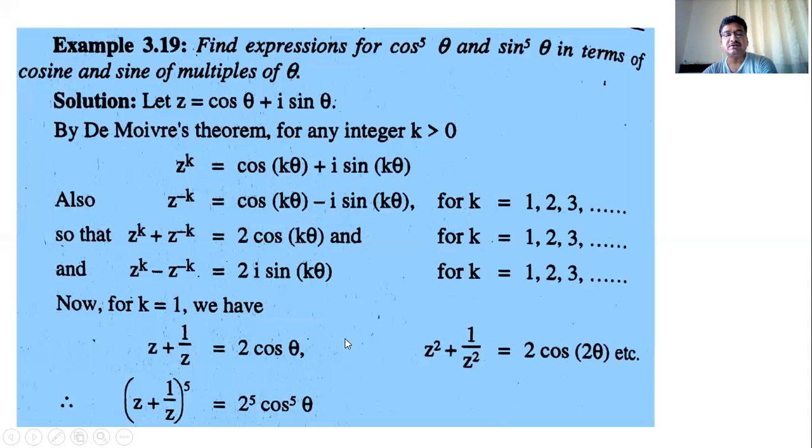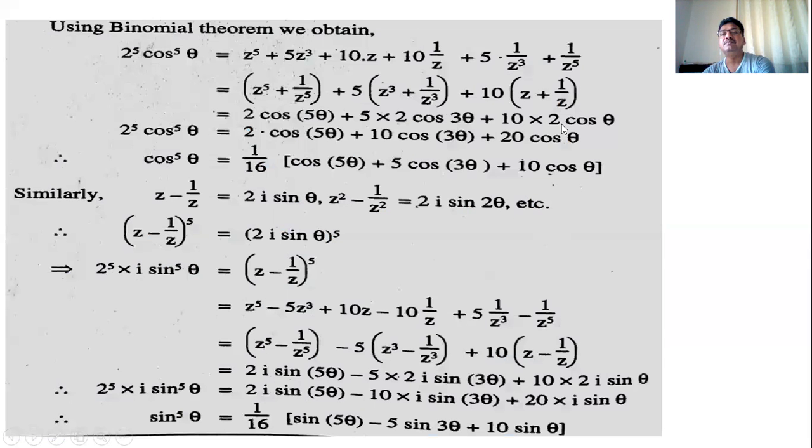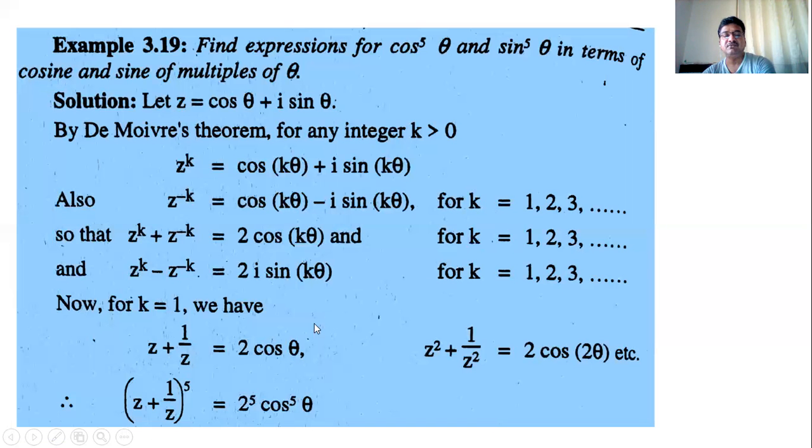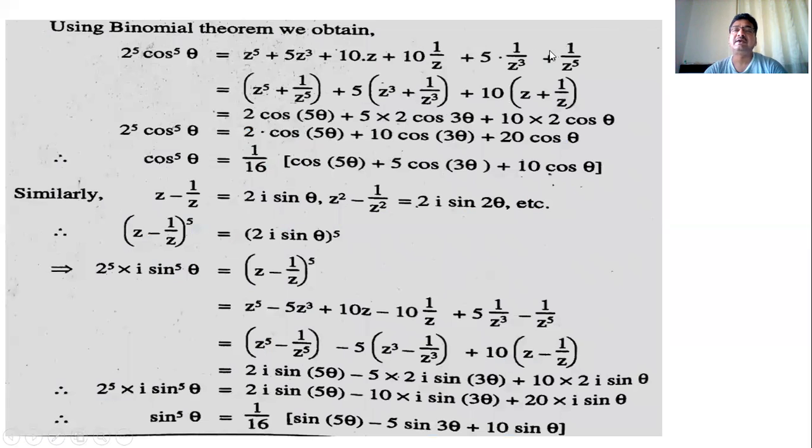The next term is 5C4, by using calculator the answer is 5, z into 1 by z^4, that is 1 by z^3. And the last term is 5C5, that is 1 by z^5. So this is the binomial theorem expansion. We have a total of 6 terms: 1, 2, 3, 4, 5 and 6.